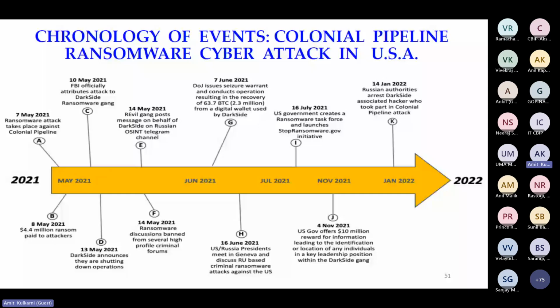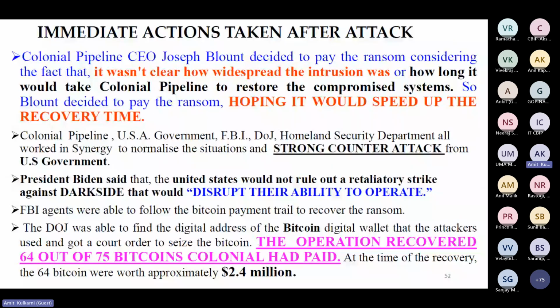A ransom of around 4.4 million was asked and it was paid also. When the CEO of this pipeline company, Joseph Blount, was asked why he surrendered to the attacker, he said it was very difficult initially for any one of us to know the impact of this attack on the whole infrastructure. So I had no other option but to accept the demands of the attacker.